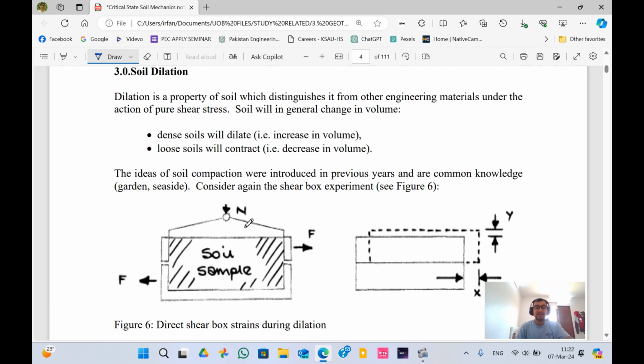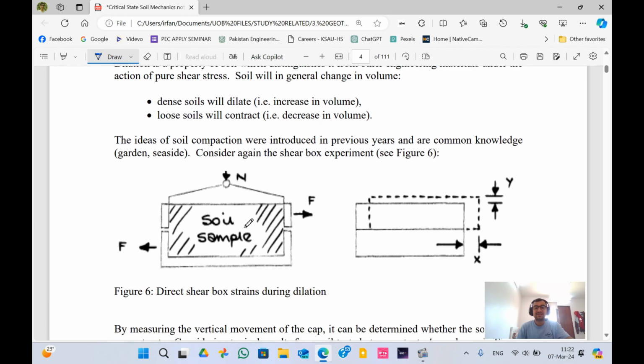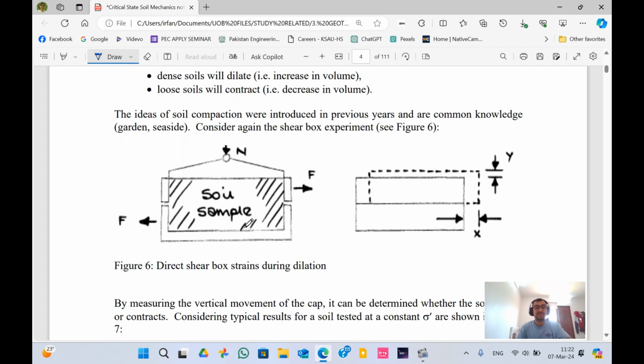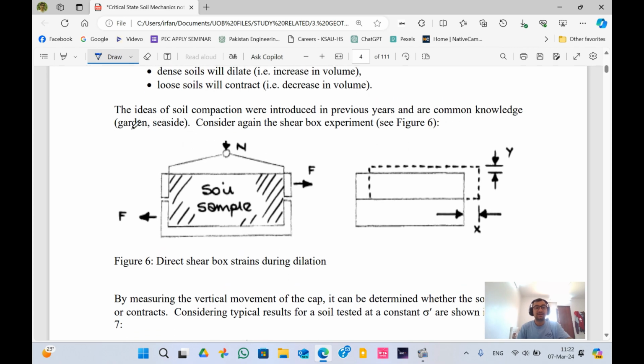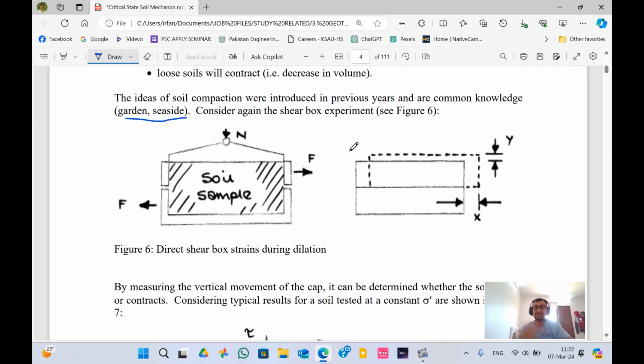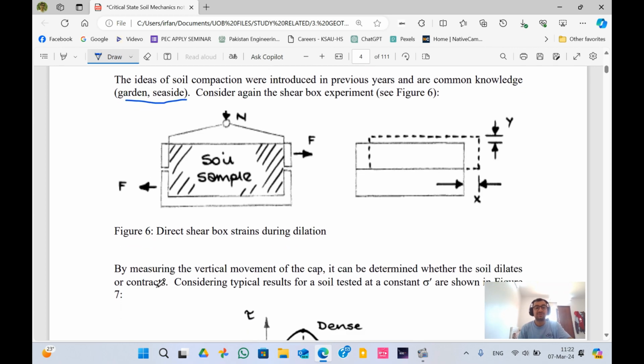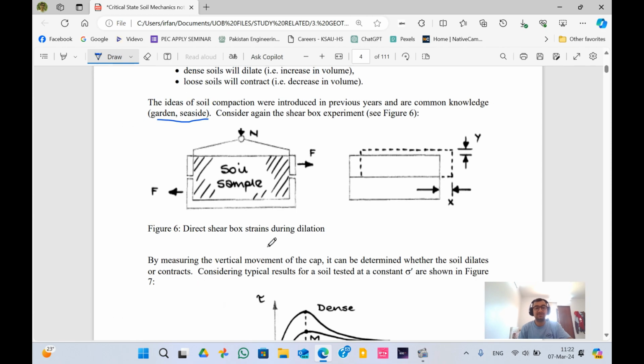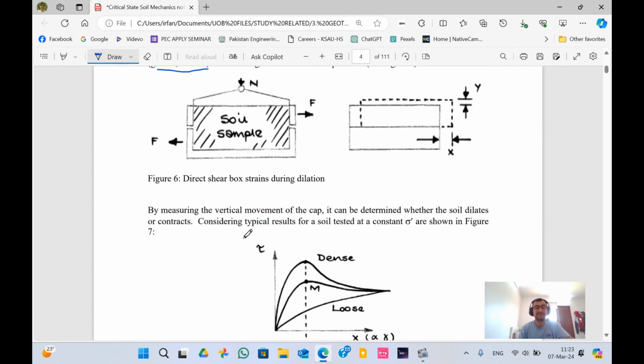Now, the ideas of soil compaction were introduced in the previous years and are common knowledge. Garden and seaside soils have been tested previously, compaction materials and all that, how to compact them. So consider again the shear box experiment. There is a shear box experiment here, which is called the direct shear box. We have seen this instrument in bachelor engineering, and probably in the soil mechanics subject you tend to do some tests on the direct shear box. This is the direct shear box.